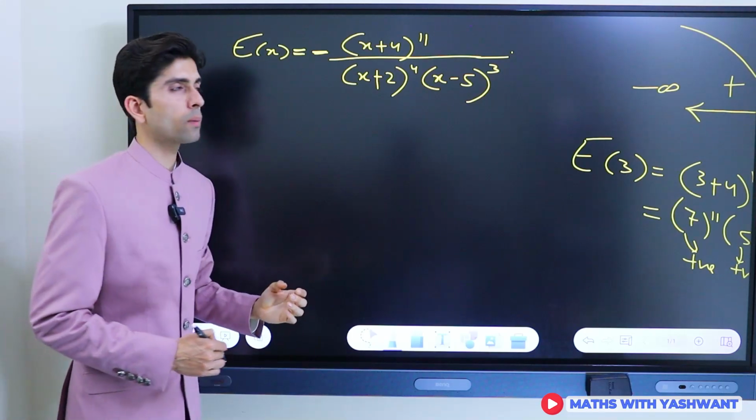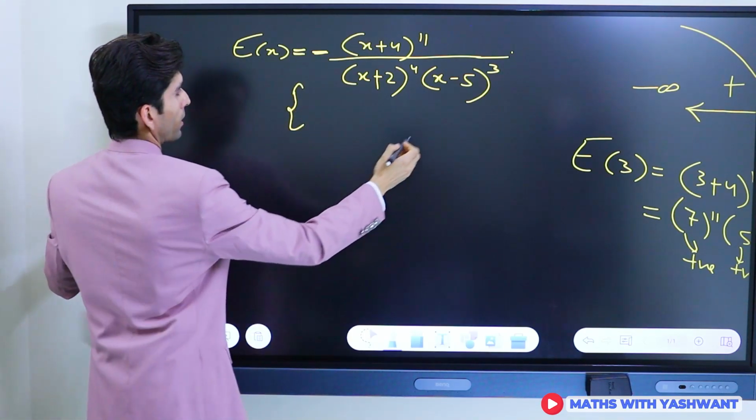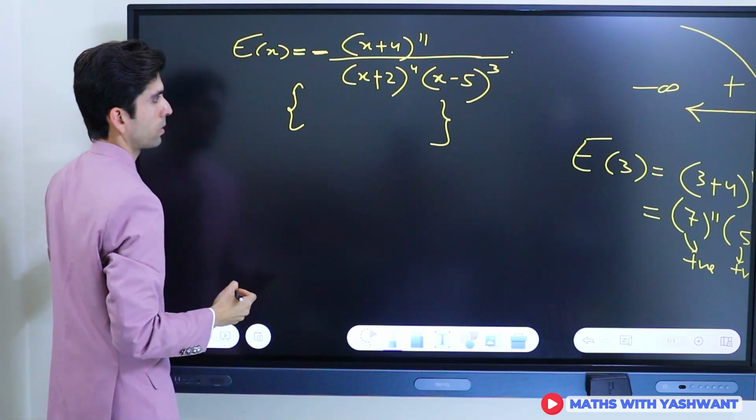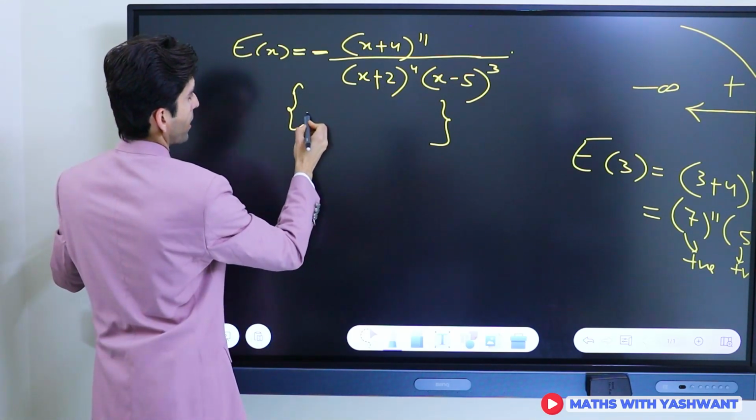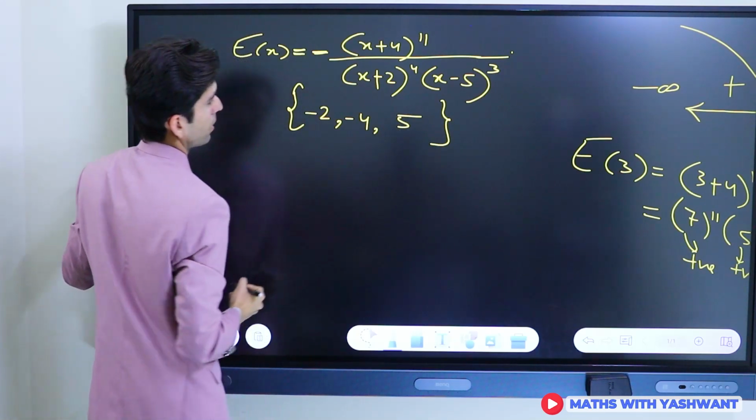First, let's find the critical points by equating all the linear factors to 0, and we'll write the critical points in ascending order. So we have minus 2, then we have minus 4, and then we have 5.